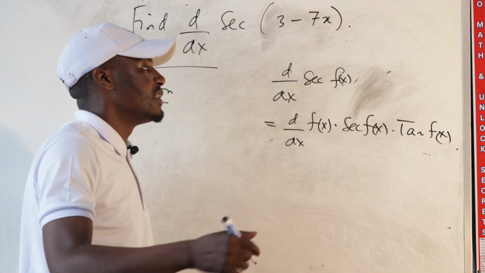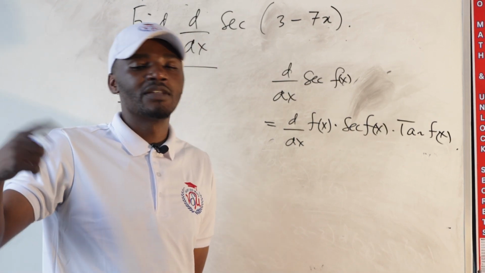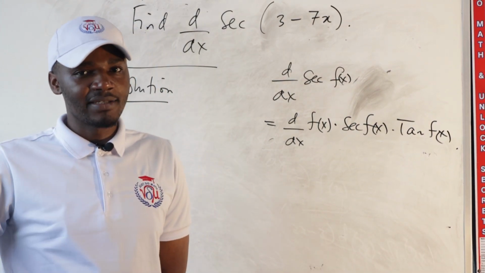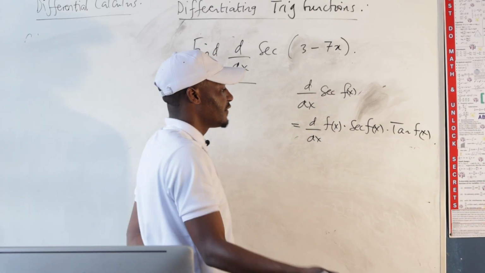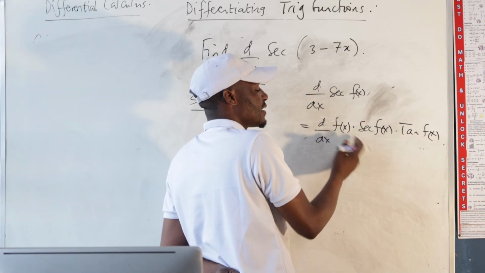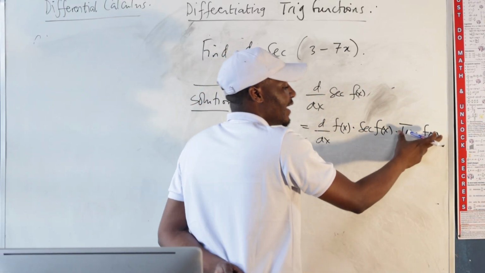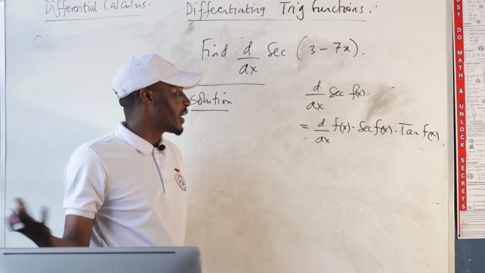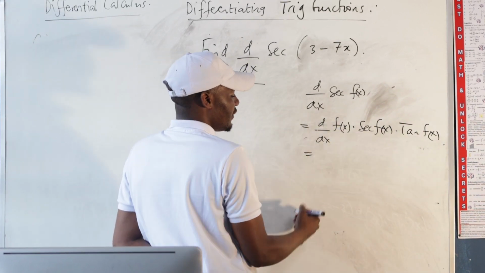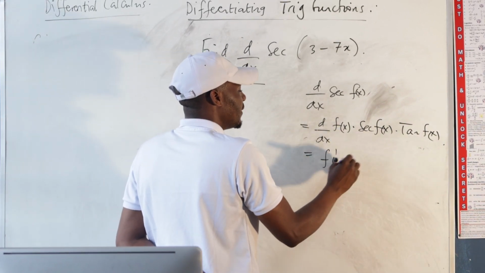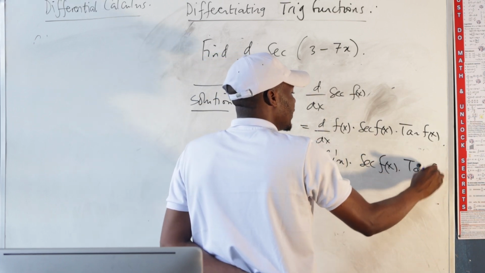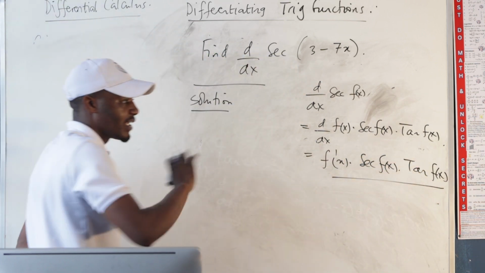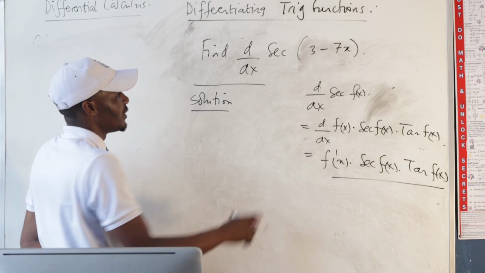Recall that the derivative of sec x is basically sec x tan x. So if it's now a composite function, the derivative of sec of f of x gives us the derivative of f of x, then we multiply by sec of f of x and tan of f of x. Okay, so here we get f prime of x times sec of f of x times tan of f of x. So that's our solution. Let's take a closer look at this example.